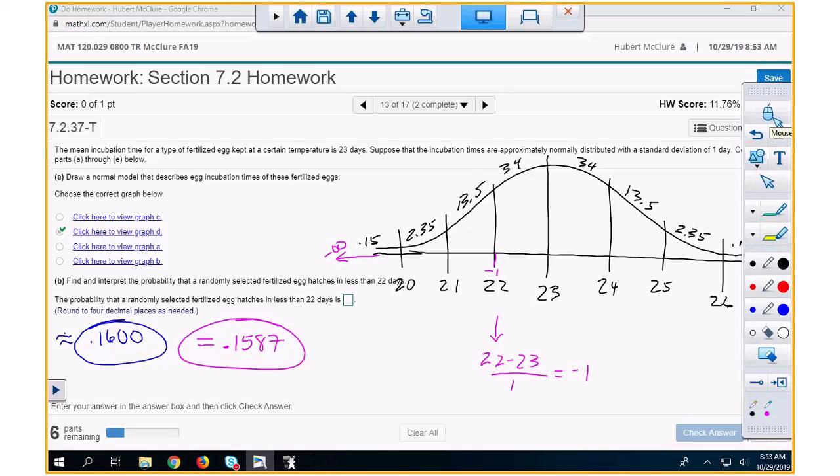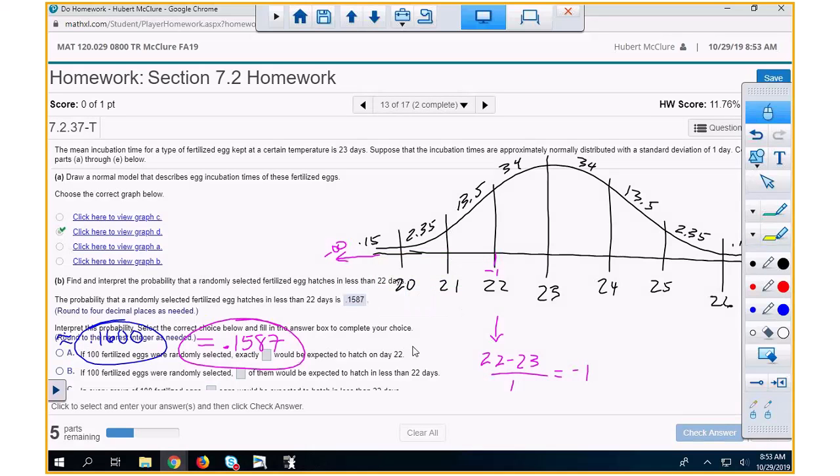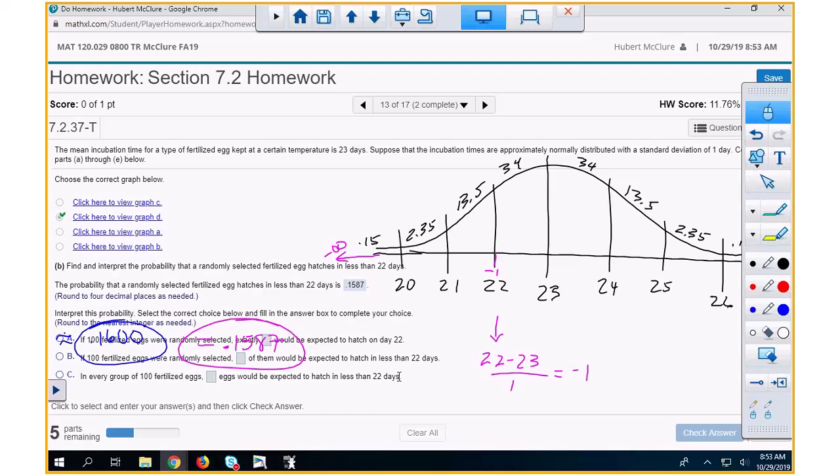Now, the reason I like this question, not for a test, but I like it for homework, because if you can do this question, you can pretty much handle any question I give you on the test. So, 0.1587. Watch me get it wrong. Just want the 16. Nope. Next. All right, try that one.